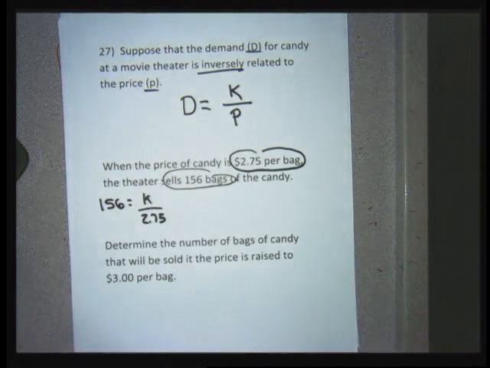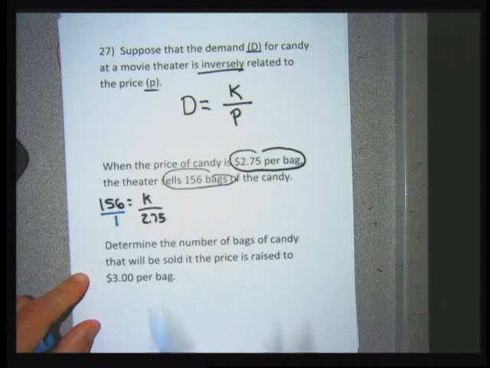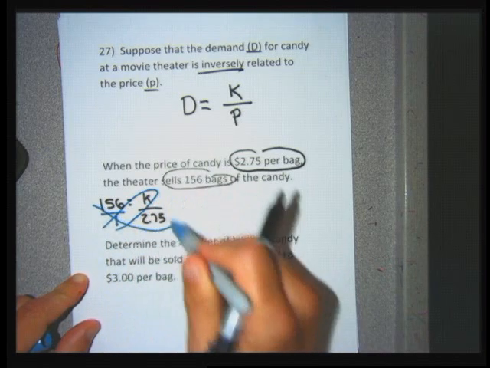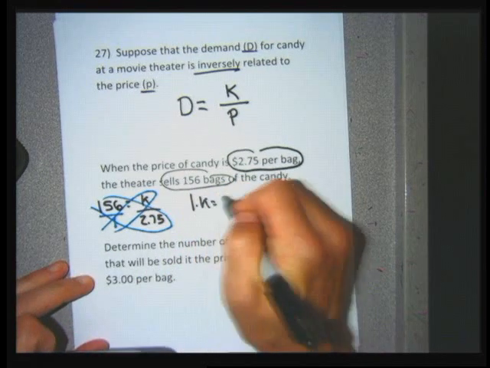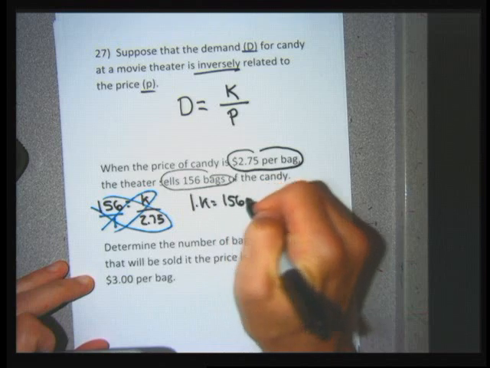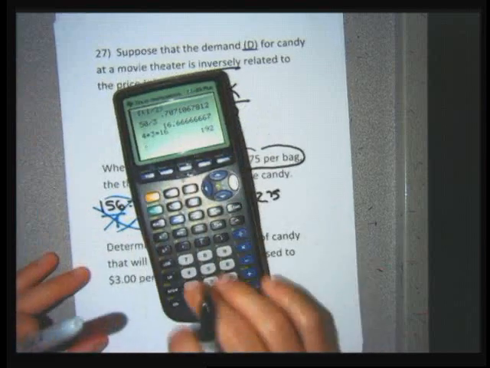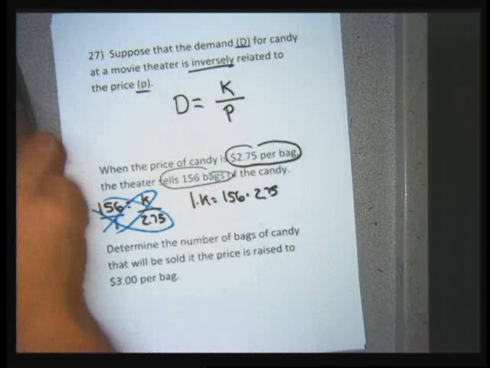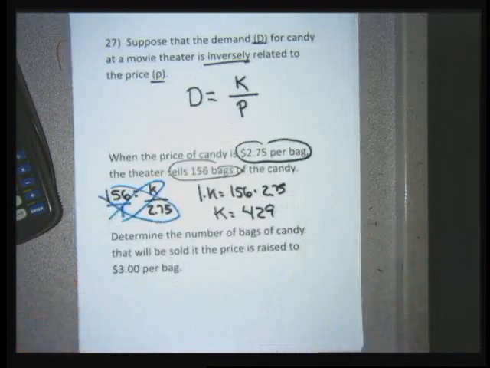Numbers are getting out of control, so I'm going to use my calculator. I'm going to solve for K by cross multiplying. I'm going to write it as 156 over 1. I'm going to cross multiply up and get 1 times K. And cross multiply down. So I'm going to get 1 times k equals 156 times 2.75. Completely calculator worthy at this point. So 156 times 2.75 equals 429. So I get k for this problem is 429. Done with the second sentence, ready to move down to the third sentence.